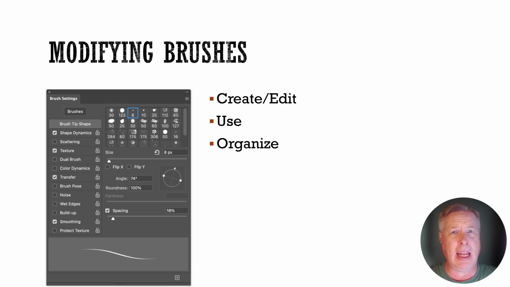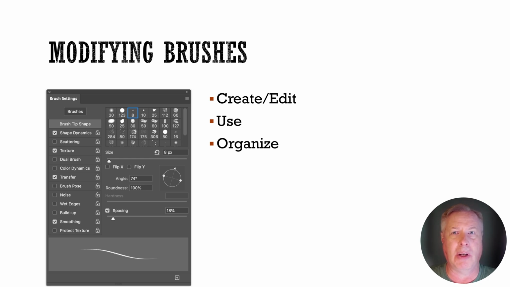To change anything other than the size and hardness of a brush, you'll need to open the Brush Settings panel. Go to Windows, Brush Settings, or simply press F5. There are different categories of settings you can change. As you can see, there are a lot of options. But not every brush has to use every option. That would be actually a little weird.